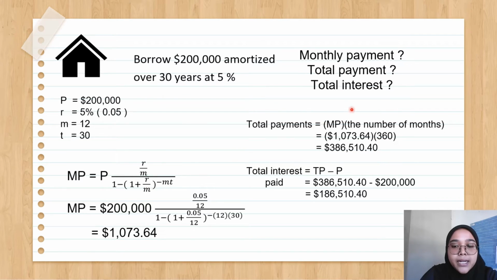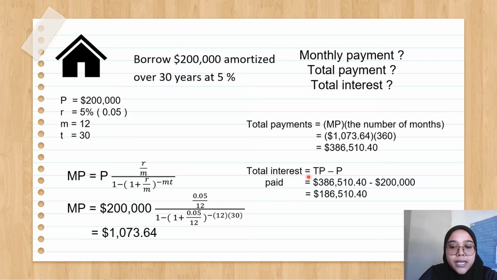Okay, and then we find your total payment and your total interest. The total payment equals monthly payment multiplied by the number of months. Our monthly payment is $1,073.64 and multiply 360. How do we get 360? 30 years multiplied by 12, and then we get 360, and the total payment we get is $386,510.40.